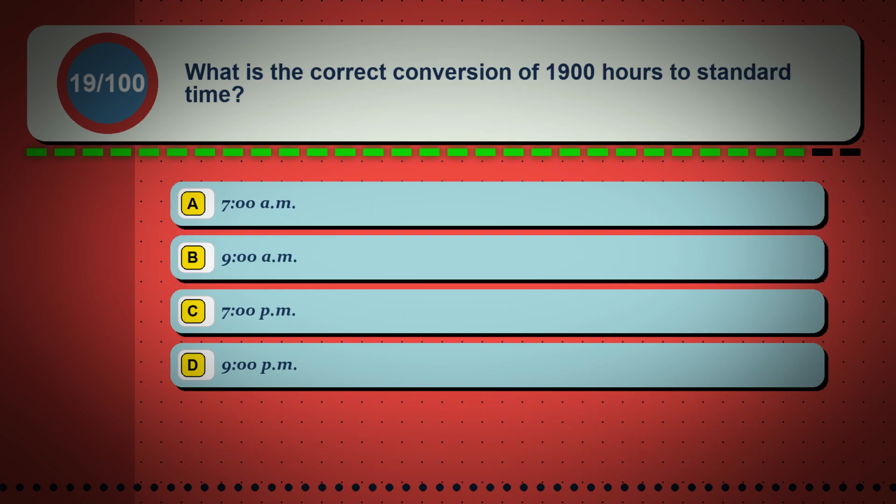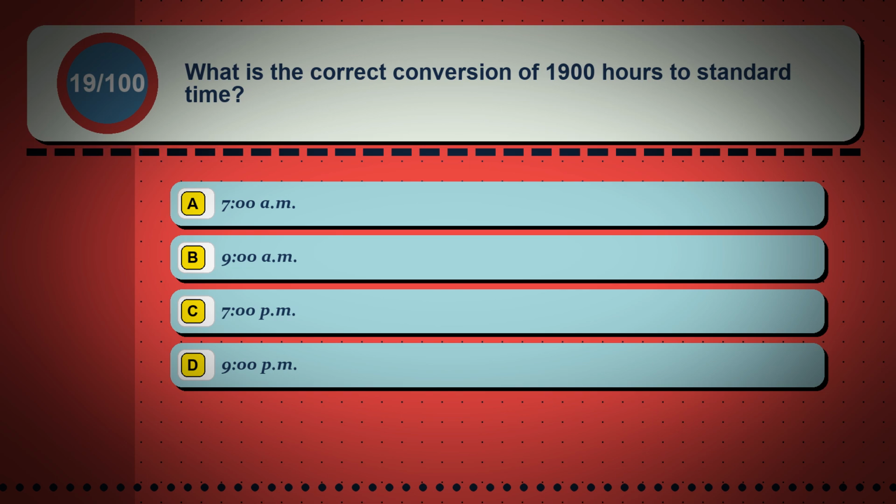Question 19. What is the correct conversion of 1900 hours to standard time? Option A, 7 a.m. Option B, 9 a.m. Option C, 7 p.m. Option D, 9 p.m.